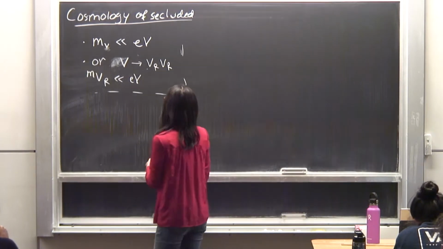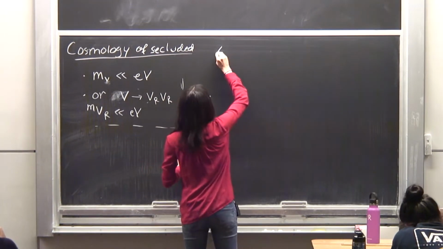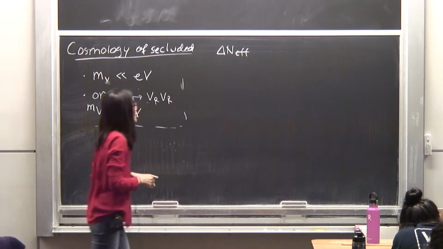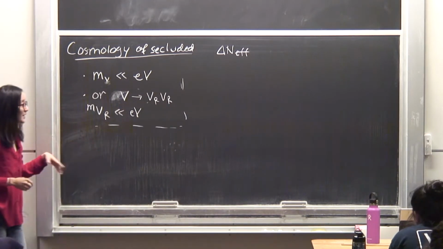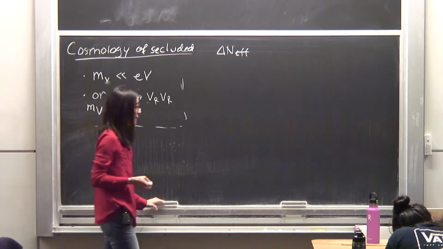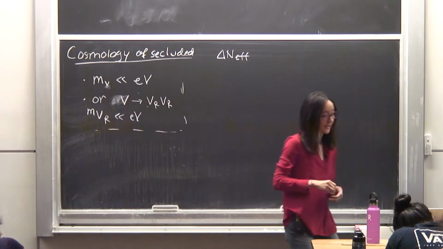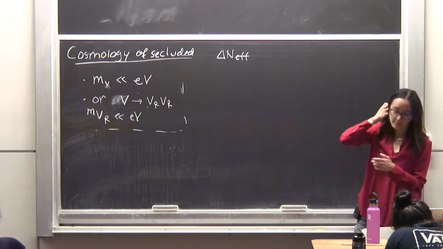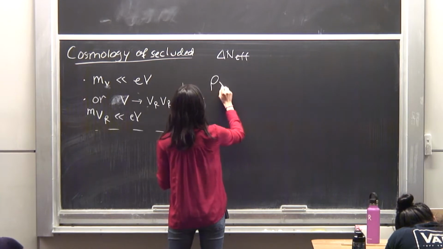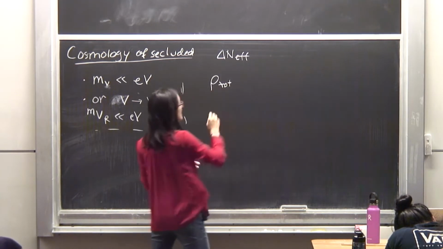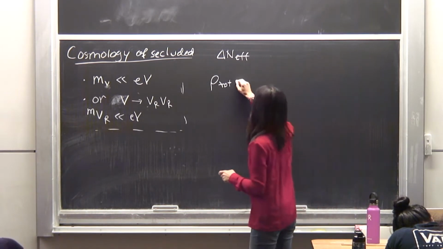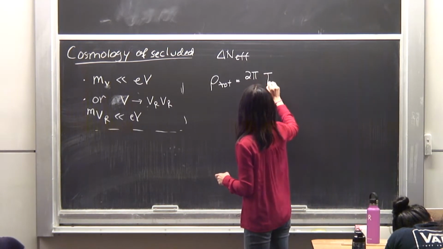Okay, so let's define N effective, or rather let's define delta N effective, which is a measure during BBN or CMB of how much extra energy there is in a relativistic species. The way it's defined is first, I'm going to just write the total energy density in relativistic species. So for photons, it's here.